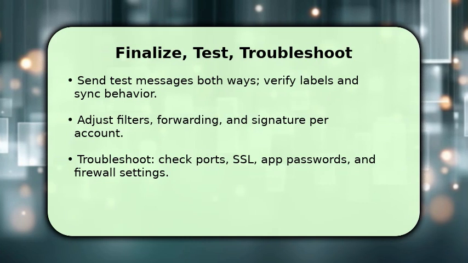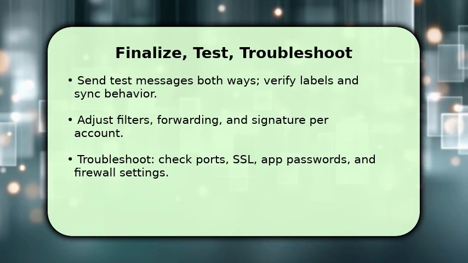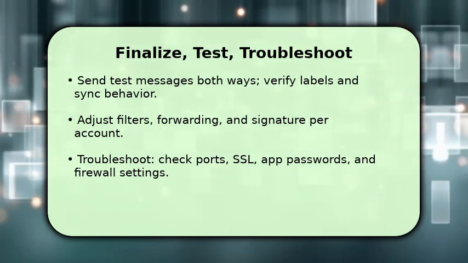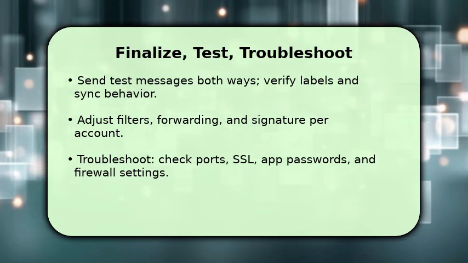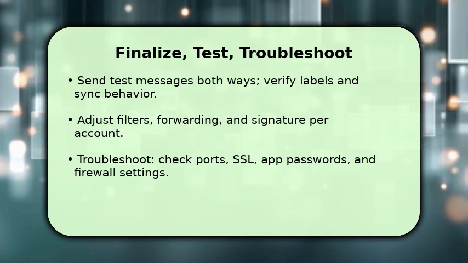Finish by sending test emails to and from the newly added account so you confirm both incoming and outgoing paths work and labels appear as expected. Then refine behavior. Create filters, set forwarding, and assign signatures for that address so mail flows how you want.